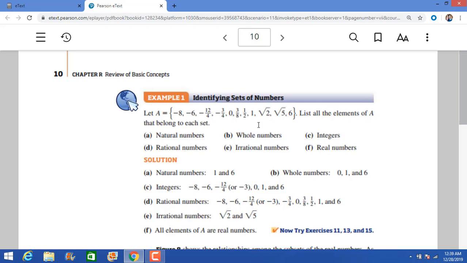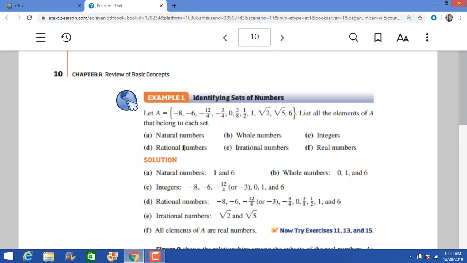Then if we go to the whole numbers, we're going to add 0 to the mix, so it'll be 0, 1, and 6. And then if we talk about C as integers, if we locate all the integers, that's going to include the negative values of whole numbers, or natural numbers. So we've got -8, -6, 0, 1, and 6 included in that set.